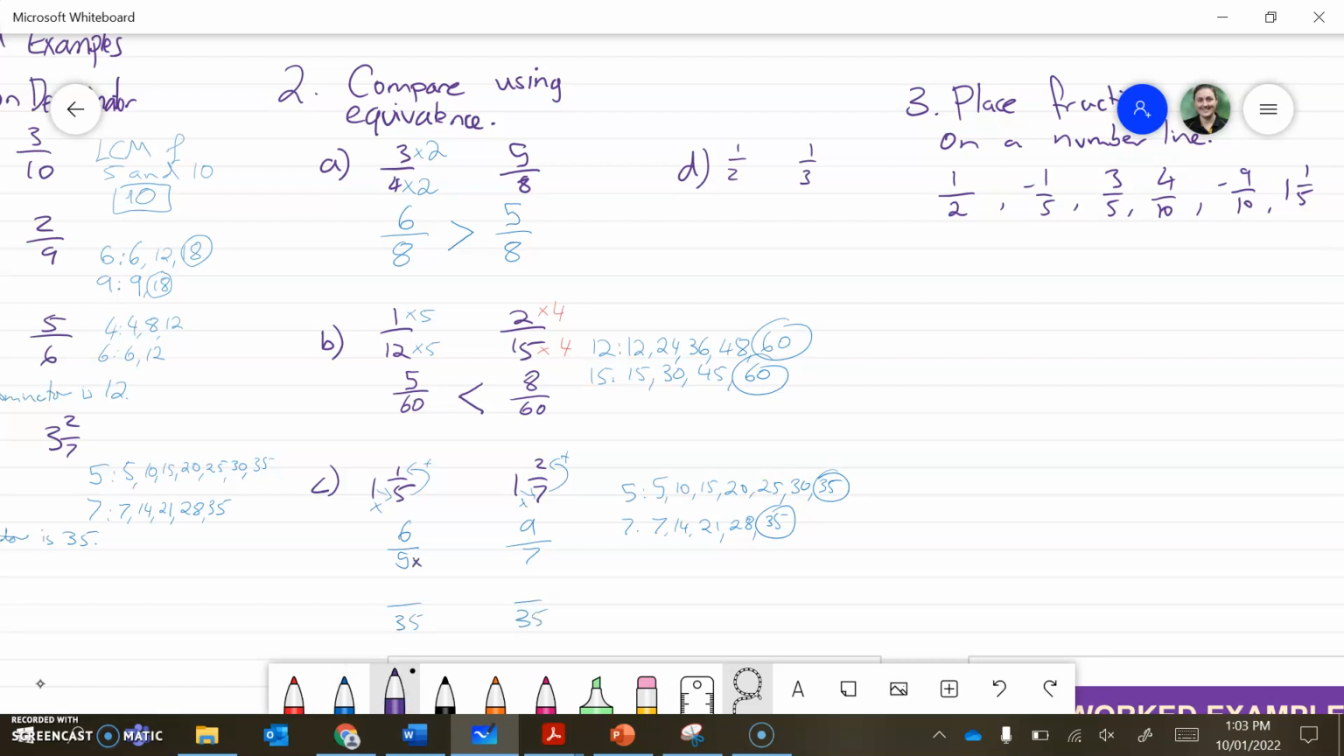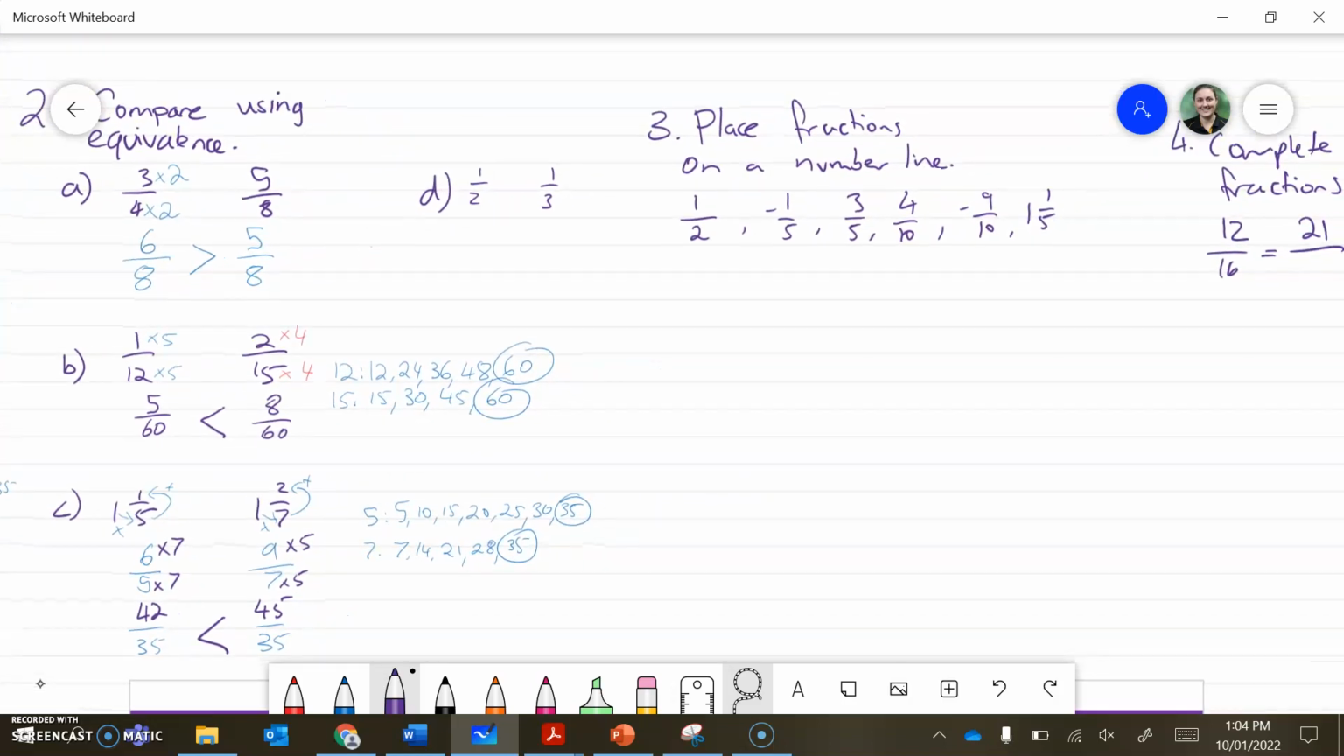So what I need to do is multiply 5 by 7, and we do the numerator and denominator both by 7, and 7 by 5. So here 6 times 7 is 42, 9 times 5 is 45. Comparing them, 42/35ths is going to be less than 45/35ths.